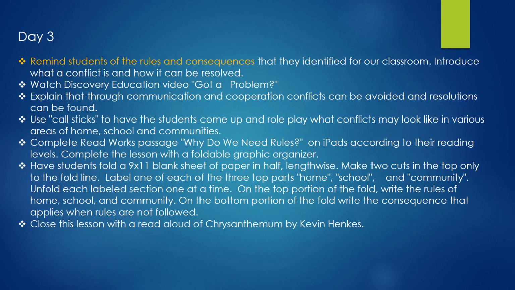On the top portion of the fold, they'll write the rules that go with the word home. The second portion would be school, and the third portion would be community. On the bottom portion of the fold, they'll write the consequences that apply when the rules of each of those places are broken. Close this lesson with the read aloud of Chrysanthemum by Kevin Henkes.